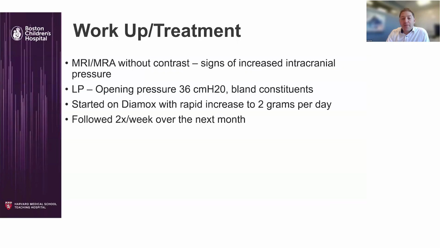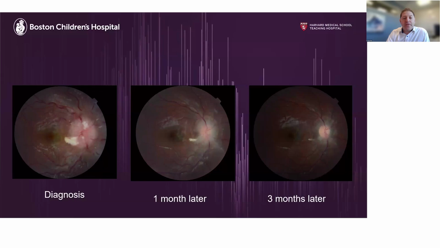So she underwent a full workup and ended up having an opening pressure of 36. That was elevated. We did a rapid increase of her Diamox because we were worried about her visual function and followed her very, very closely. Then over the course of 3 months, you can see her nerve went from extremely swollen to mildly swollen, or not swollen at all, but still a little bit of intraretinal fluid and exudates.